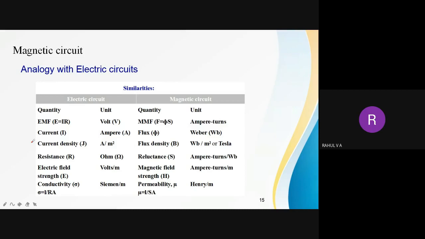Then we have current in electric circuit, that is flow of electrons, and its unit is ampere. Similar to that, we have flux. Then we have current density, similar to flux density. Then resistance, the opposition to the flow of current, and here we have reluctance. Then electric field strength and magnetic field strength, and then conductivity and permeability. This was what we were discussing in the last class.